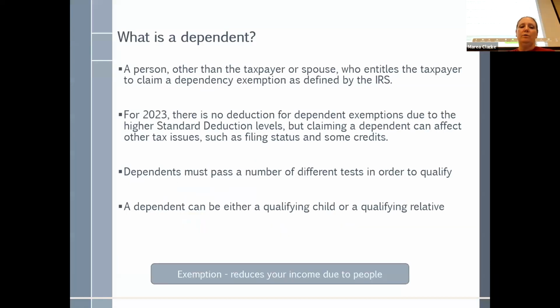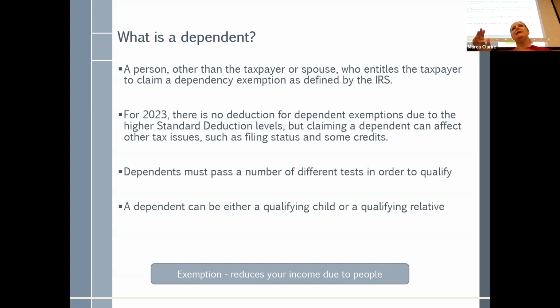So what is a dependent? A dependent is somebody other than the taxpayer or spouse. A spouse is never a dependent, even though they might be on a dependent visa; they're not a dependent for tax purposes. So a dependent is somebody other than a taxpayer or spouse who can claim a dependency exemption.